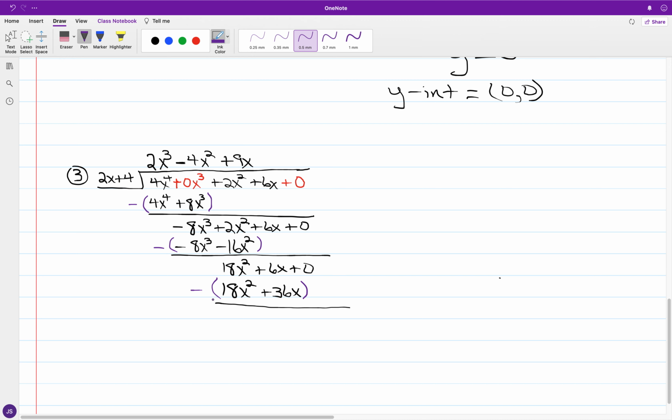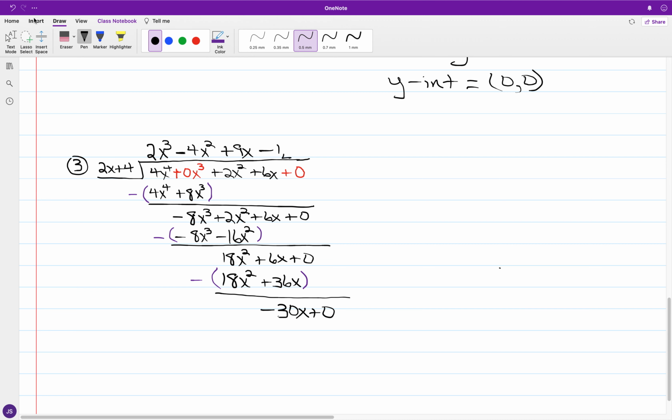And subtract, so 18x squared will go out. 6x minus 36x, this will become negative 30x. Again, just bring down the 0 from the constant. So we've got 2x and we'll go into negative 30x. This will go negative 15 times. And distributing, we have negative 30x, and negative 15 times 4 is going to be a negative 60.